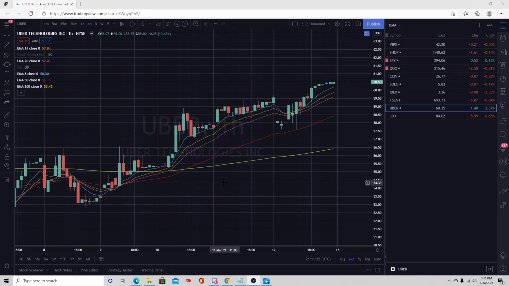Taking a look at Uber on the hour time frame, you can see it really likes this 8 EMA. Look how many times it bounces off it and finds support. Each time you could have bought here and sold for a profit. Then once it dropped below, that's obviously not a good sign, but it did find support at the 50 EMA.